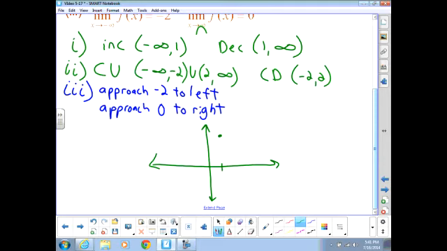Now, we also switch from concave up to concave down at both negative 2 and positive 2. So that means we must have inflection points at those spots. So we'll put little points in somewhere at negative 2 and somewhere at positive 2. And we want to approach negative 2 as we go to the left, and we want to approach 0 as we go to the right.